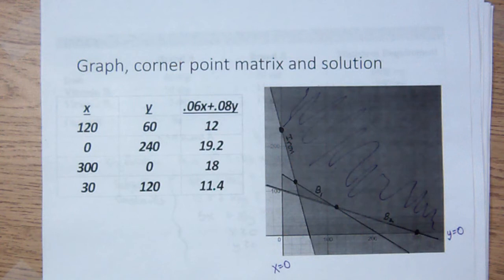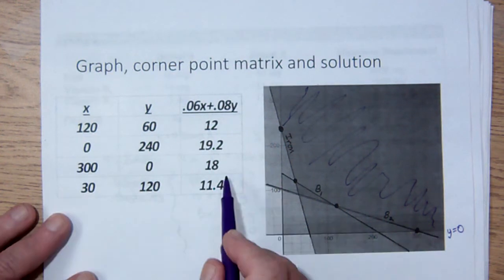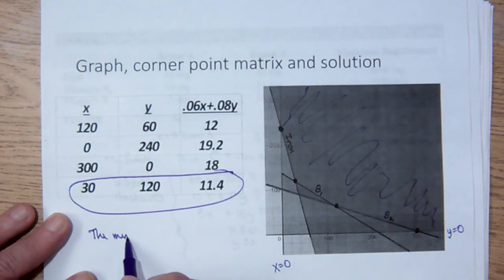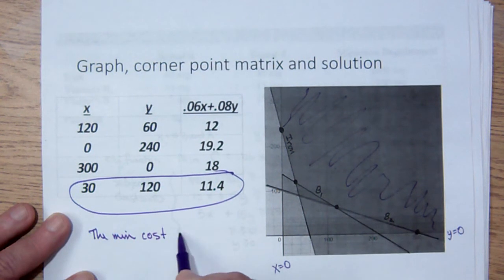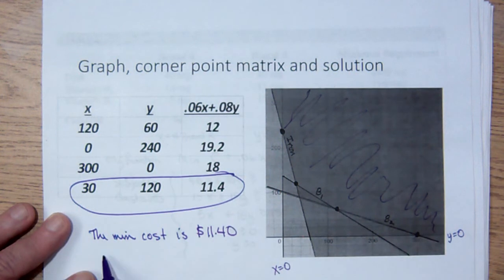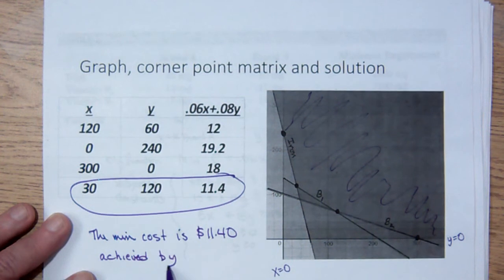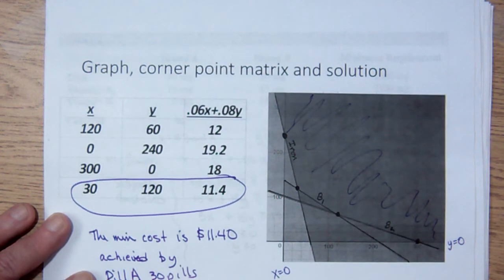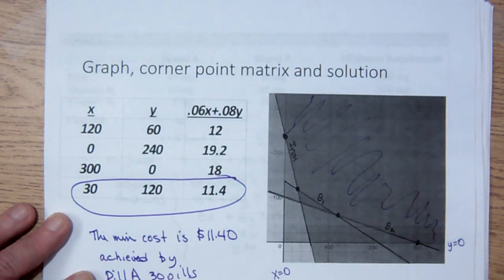But remember, this time the goal was to minimize the cost. And so the solution here is the minimum cost is $11.40, and this is achieved by pill A, 30 pills, and pill B, 120 pills.